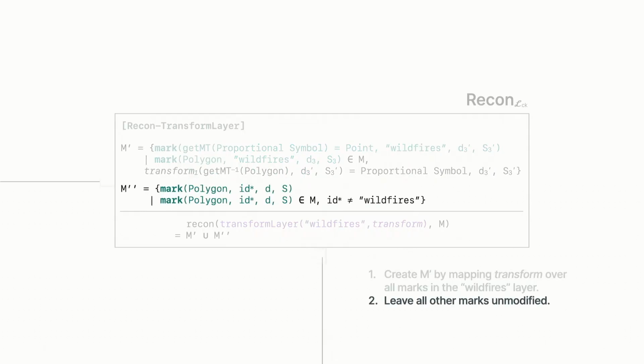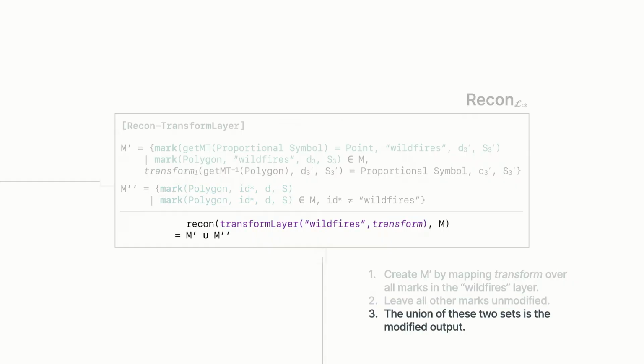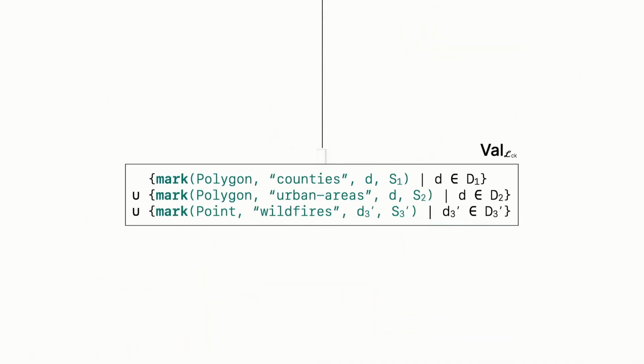And then this set, m double prime, is just all other existing marks that are not impacted by this diff, so the marks from the two other layers. These can just be reused. They already exist in our output. And then the conclusion of reconciliation is just the union of those sets of marks. And so again, we end up with this new output value, this union of graphical marks, the first of which can be generated through an in-place update, and the latter two are just reused from the prior output.